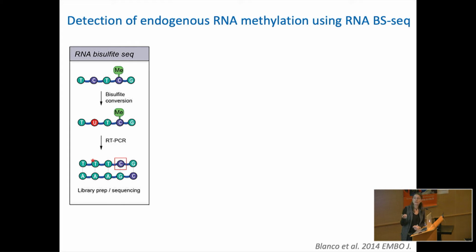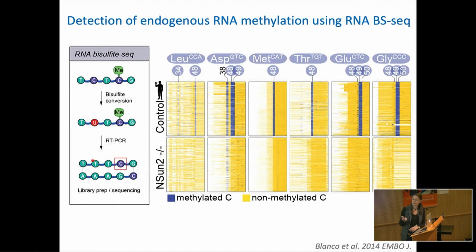So what you then have to do is sequencing, generate libraries, and then whenever you can detect your C, that meant that this C was methylated, and if you detect a T, that meant that C was non-methylated. So this is how it can look for tRNA when it works really nicely.